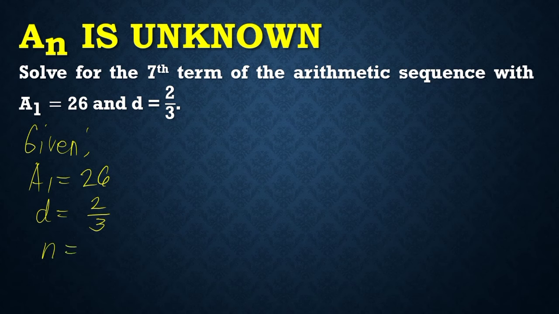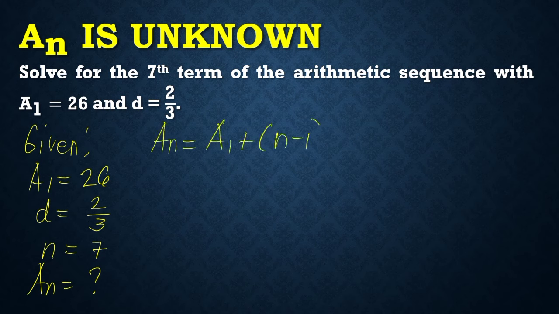N is equal to 7 and then A sub n is the unknown. So, applying the formula, okay, sana wag nyo pong kalimutan ng formula ng arithmetic sequence. So, hindi naman yan nagbabago.